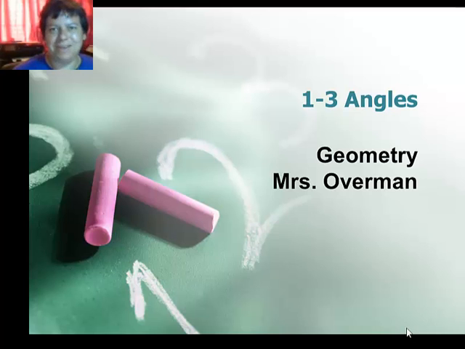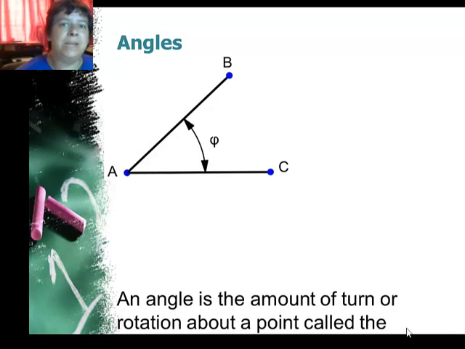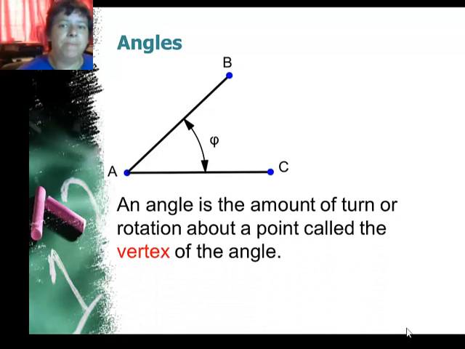And that leads us to today's lesson. We will be talking about angles and angle postulates. But first of all, to review, what is an angle? An angle is the amount of turn or rotation about a point called the vertex of the angle. So what is the vertex? The vertex, as you can see, is where the two rays or lines or segments meet to create the angle.